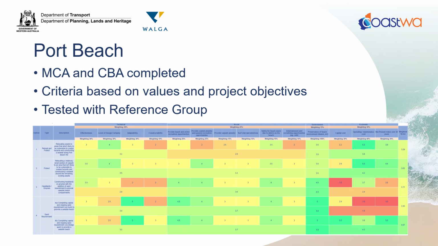So once the options had been developed in terms of concepts, costs, pros, cons, etc., a multi-criteria analysis and a cost-benefit analysis was completed on each of them. The criteria for that MCA were based on the values and the project objectives determined earlier, and this assessment was tested with the reference group and modified or refined several times. Here's an example of the output of that MCA, which led to a preferred option.